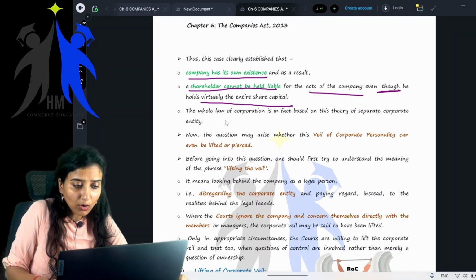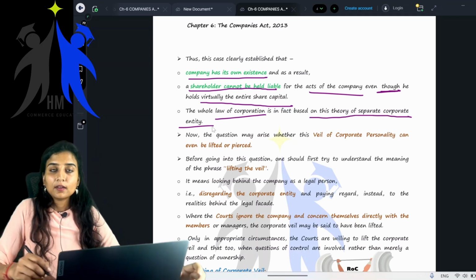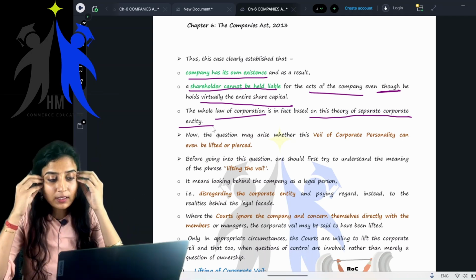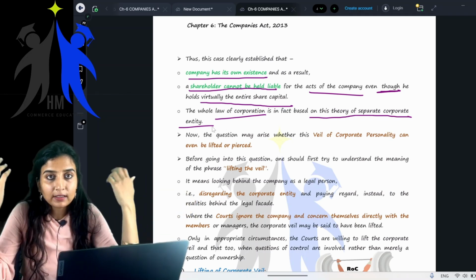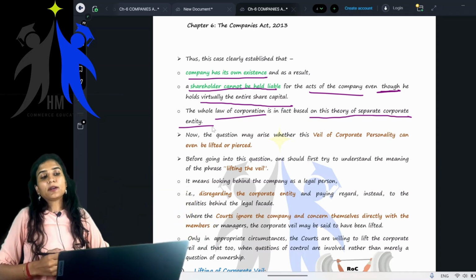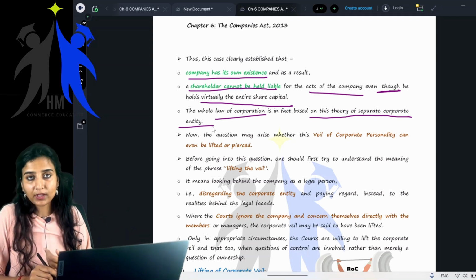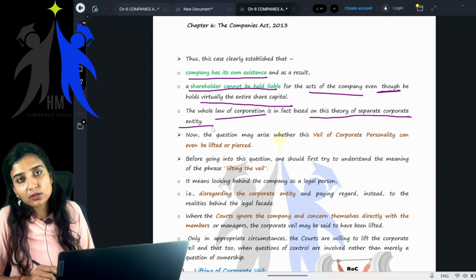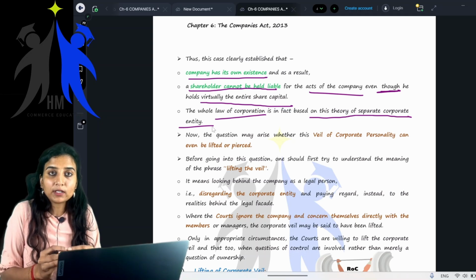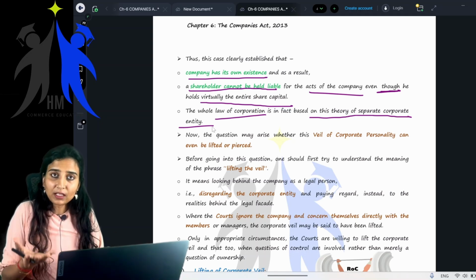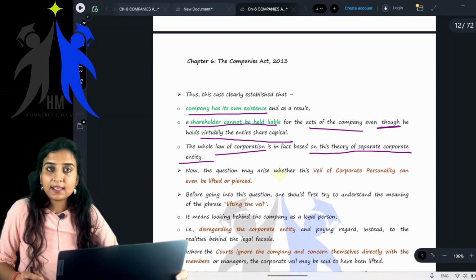See, the whole law of corporation is in fact based on this theory of separate corporate entity. Getting it? How important are the things we are discussing today in class. The entire law of corporation is in fact based on the theory of separate corporate entity. Didn't I tell you the first day when we started discussing the features of the company, this is the most important feature of all the features of the company? Separate legal entity. This is one of the most important concepts on which the company form of organization is based. Getting it? Yes, everyone? Yes, ma'am.